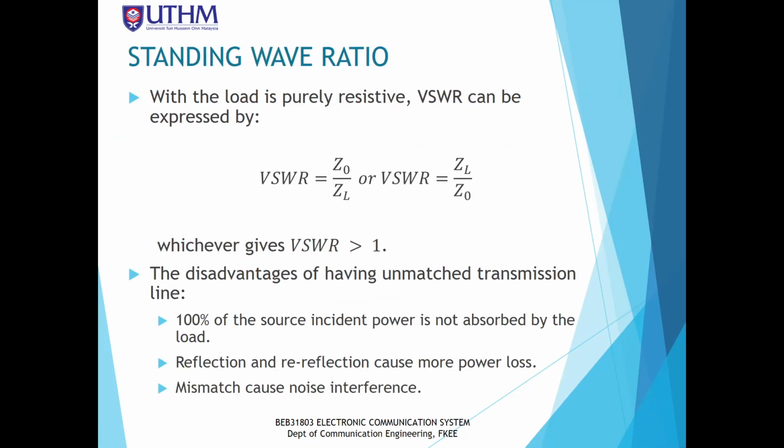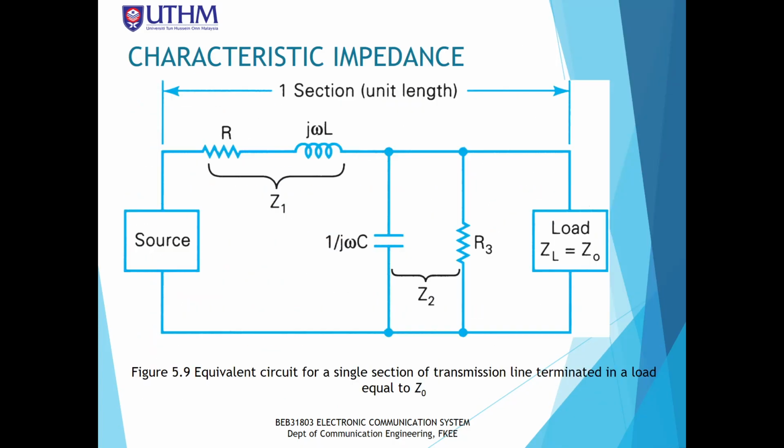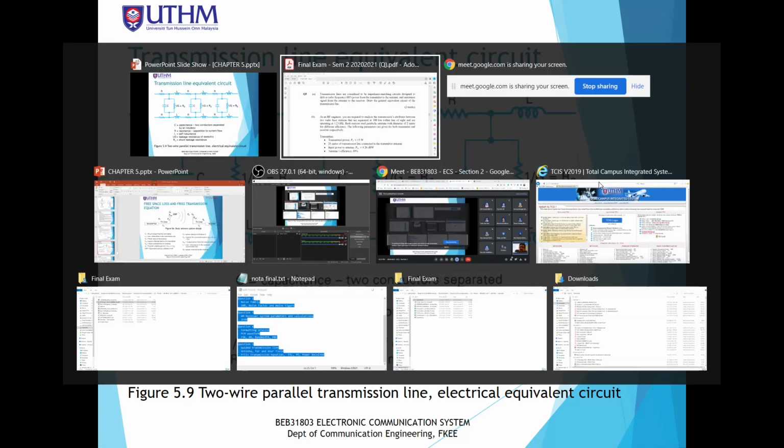So itu ada dinyatakan, circuit itu ada di sini. This one. Okay. So it consists of section by section of R, L, G and C. So kena lukis something like this. At least ada dua section yang kamu lukis, dan kamu labelkan dia. Okay. Labelkan dia. So jangan guna pembaris. Just sketch it. Okay. This is the answer. And then back to the question.